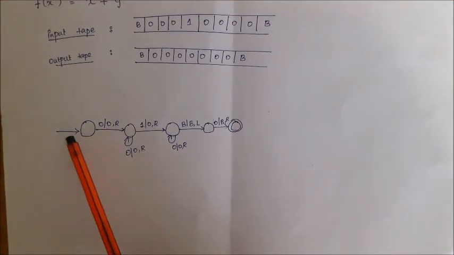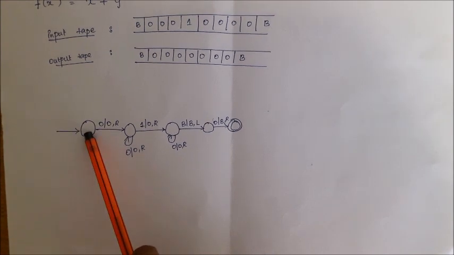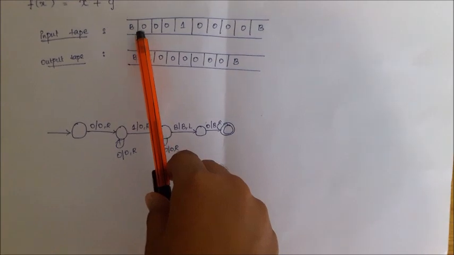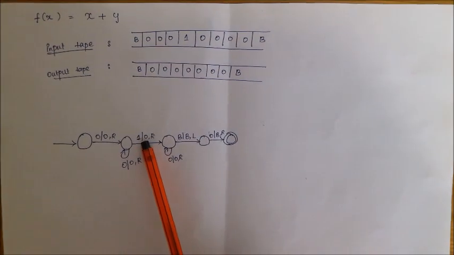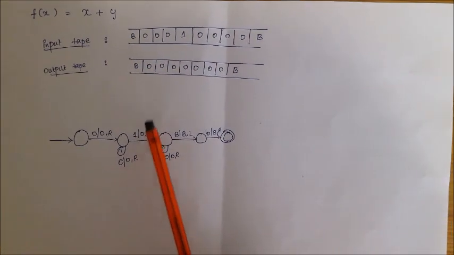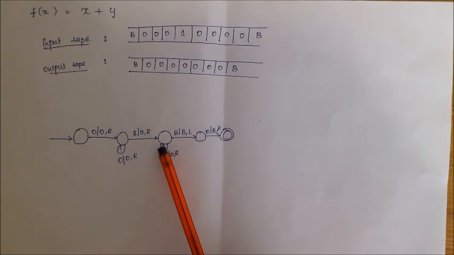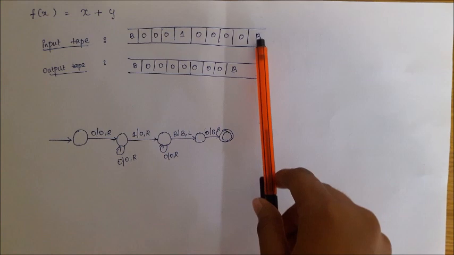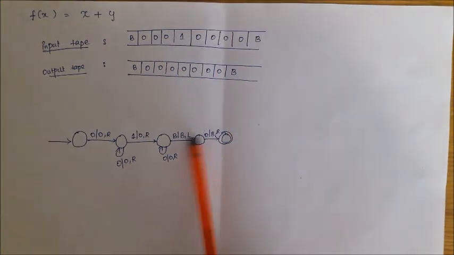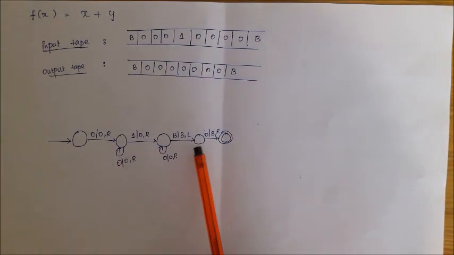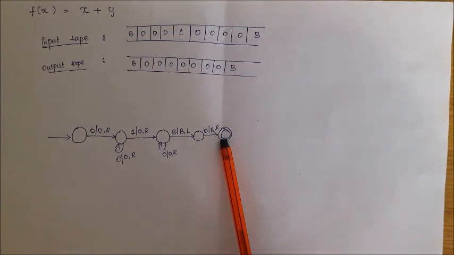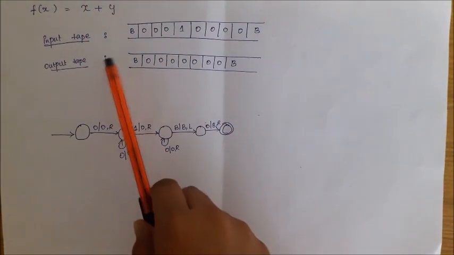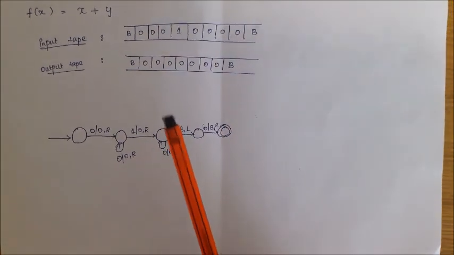The Turing machine, here this is the start state. It ignores all the zeros until it reaches 1. The 1 is replaced with a 0 and the other zeros are copied as such. After that, when it sees a blank, it moves back, that is, it moves left again and replaces the 0 with a blank. And hence, the two values are added and the result is present in the output tape.